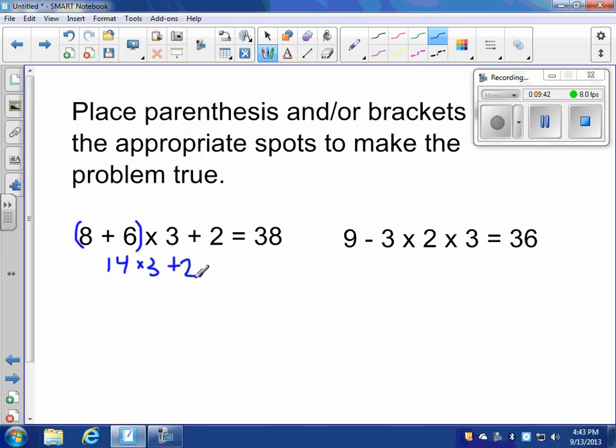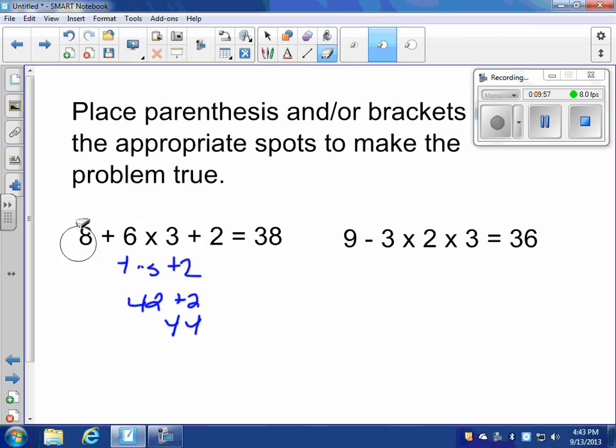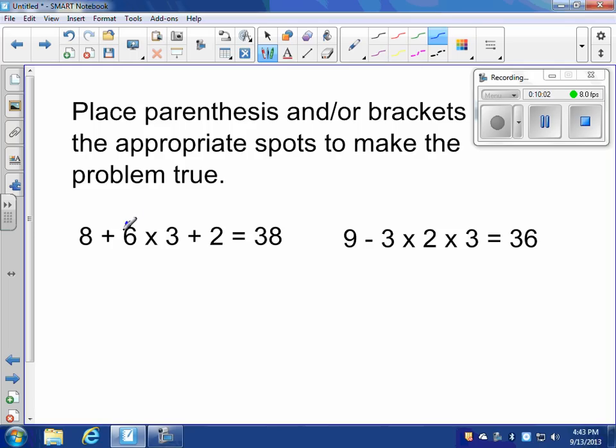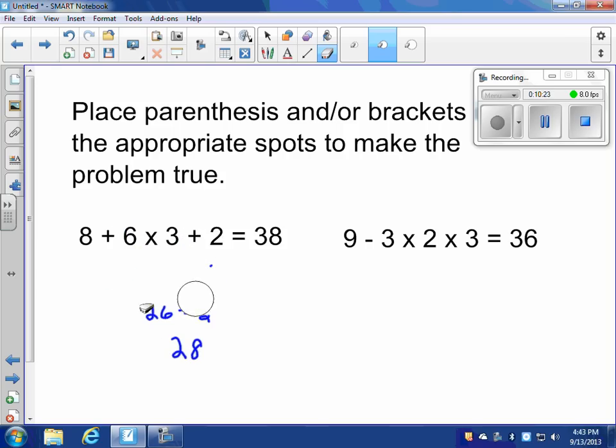So from here, I would go ahead and solve 14 times 3, and that's going to give us an answer of 42. And then 42 plus 2 is 44. So that's not right. So I know that the parentheses can't go here. Next, I'm going to try putting my parentheses here. So this would give me 8 plus 18 plus 2. Well, 18 plus 8 is 26, plus 2 gives me 28 and not 38. So I know that the parentheses can't go there.